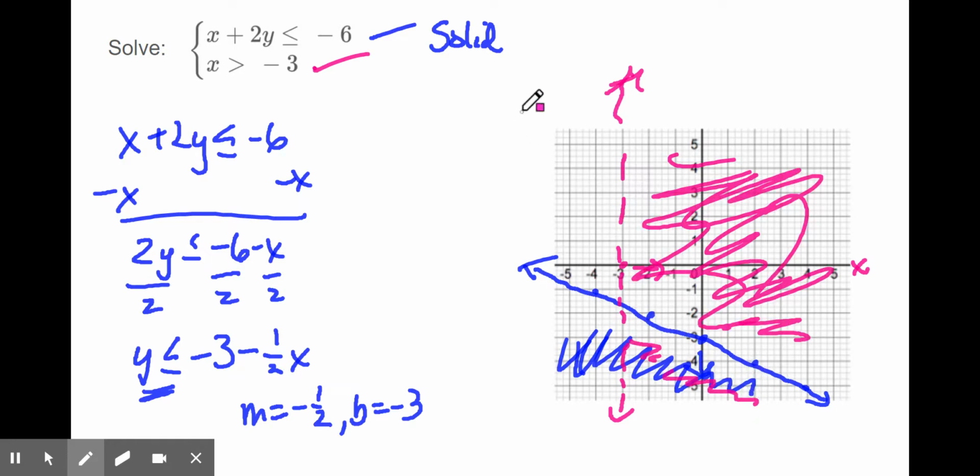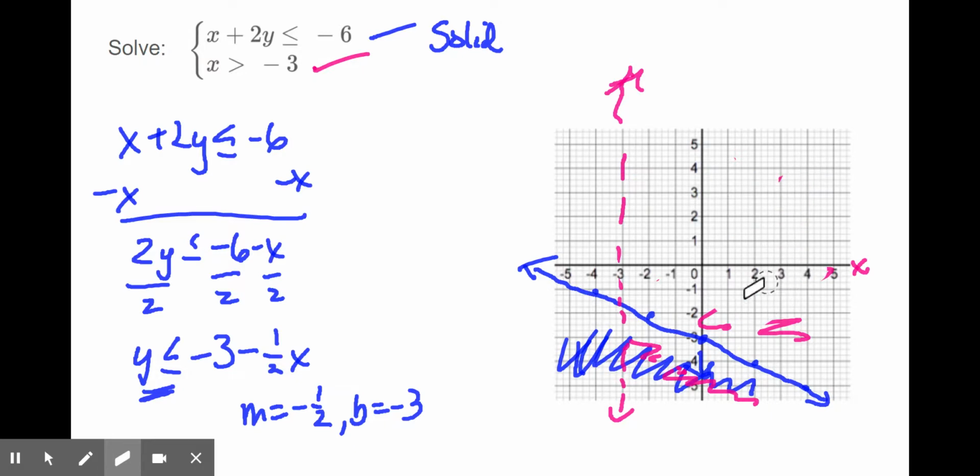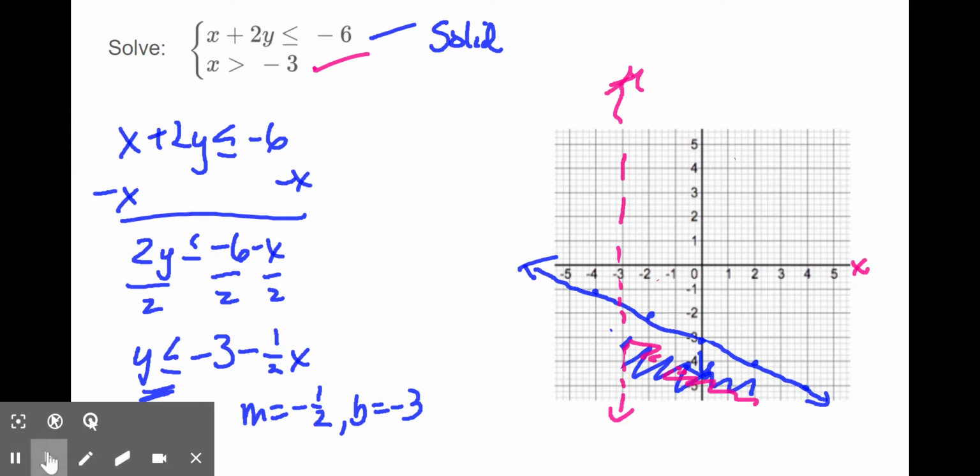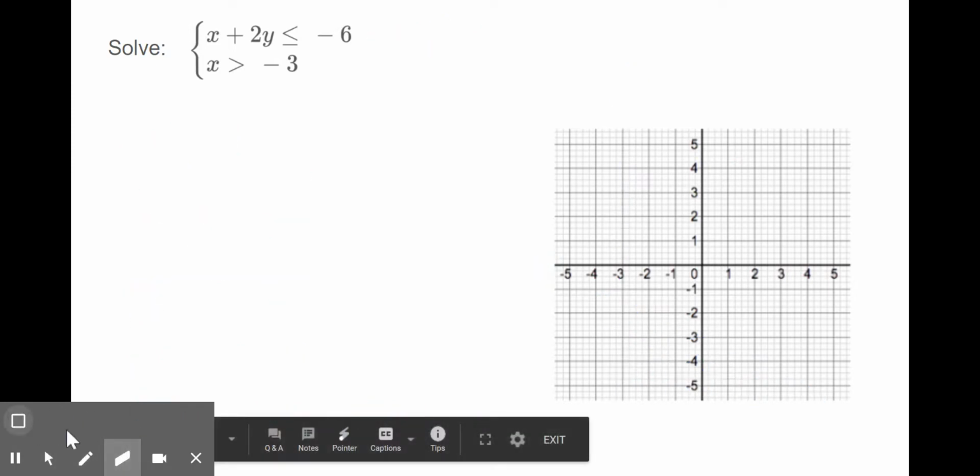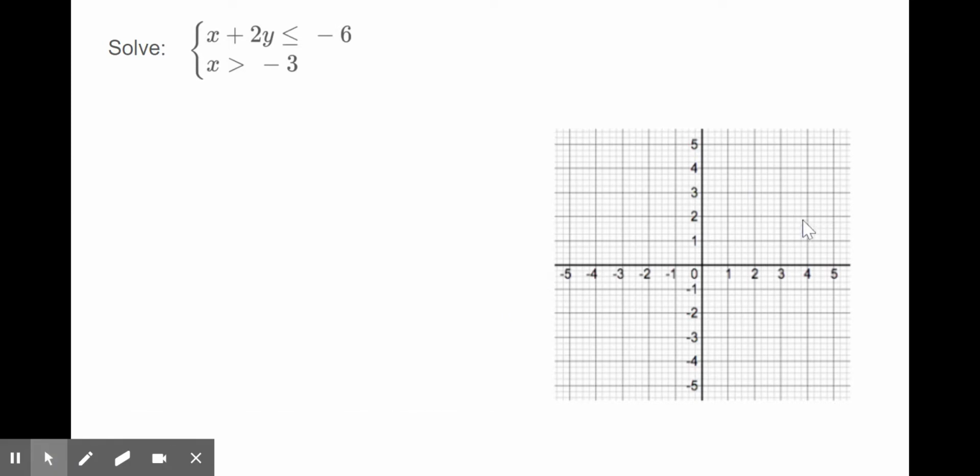Okay, so where are the two shades together? They're together down here in this region. So that's where my solutions lie. Everything else, all the other shading I'd have to erase. So this is how you can do it if you want to do it with the two shadings. Just erase all that. And there's your solution there. And that's how you would do this. It's very, very similar to what we just did, except you're doing two on one graph.